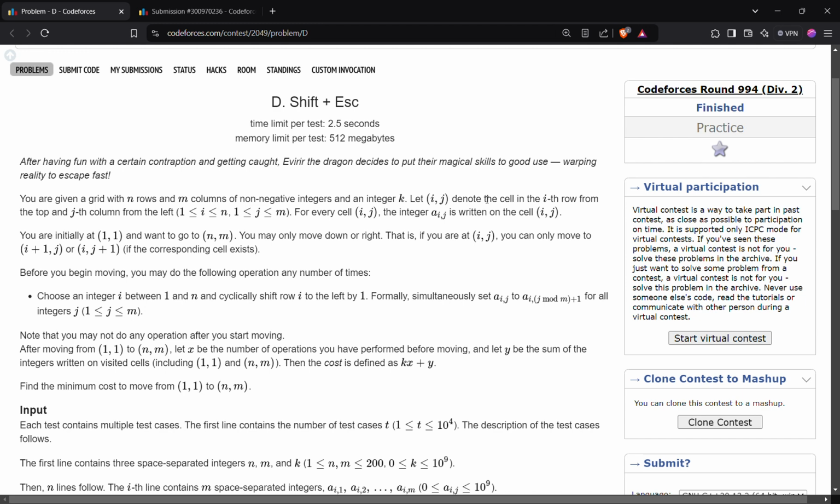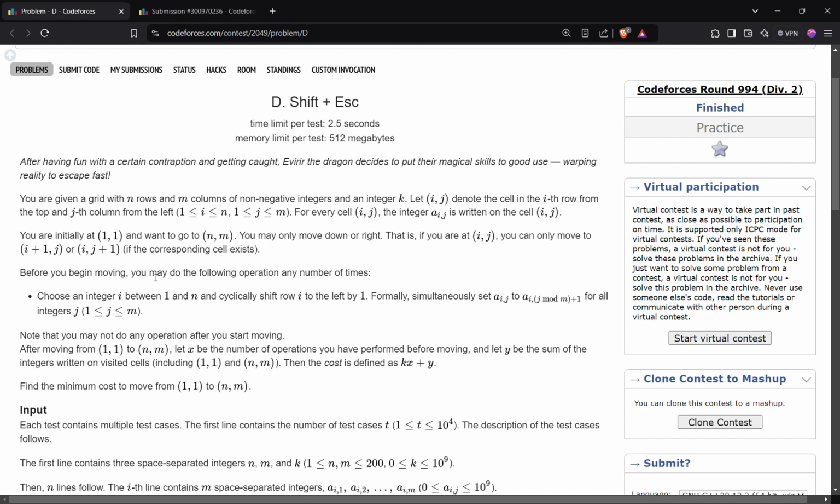Let (i, j) denote the cell in the ith row from the top and the jth column from the left. Okay, that's the classical definition of a_ij. For every cell (i, j), the integer a_ij is written on the cell. Then you are initially at (1, 1) and want to go to (n, m), and you may only move down or right. That is, if you are at (i, j), you can only move to (i+1, j) or (i, j+1) if the corresponding cell exists.